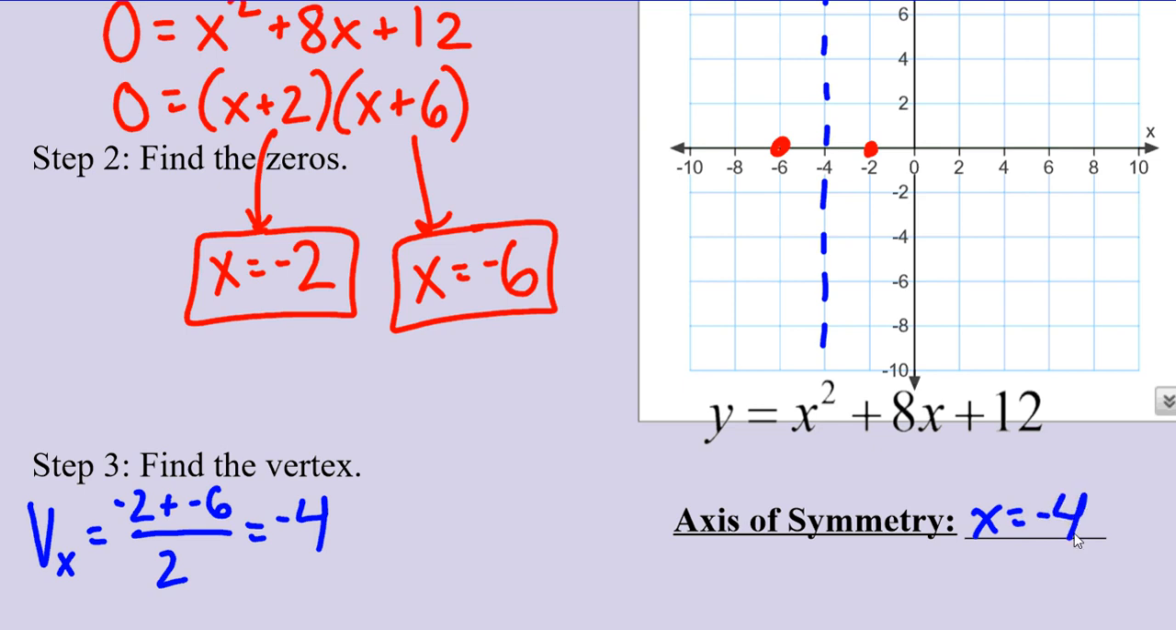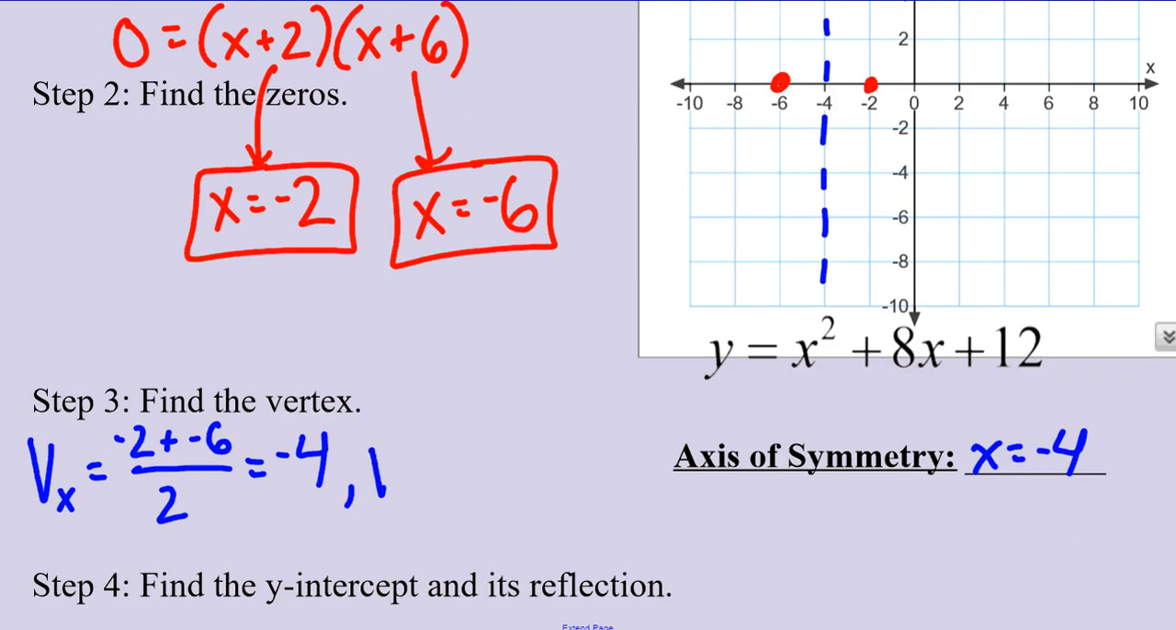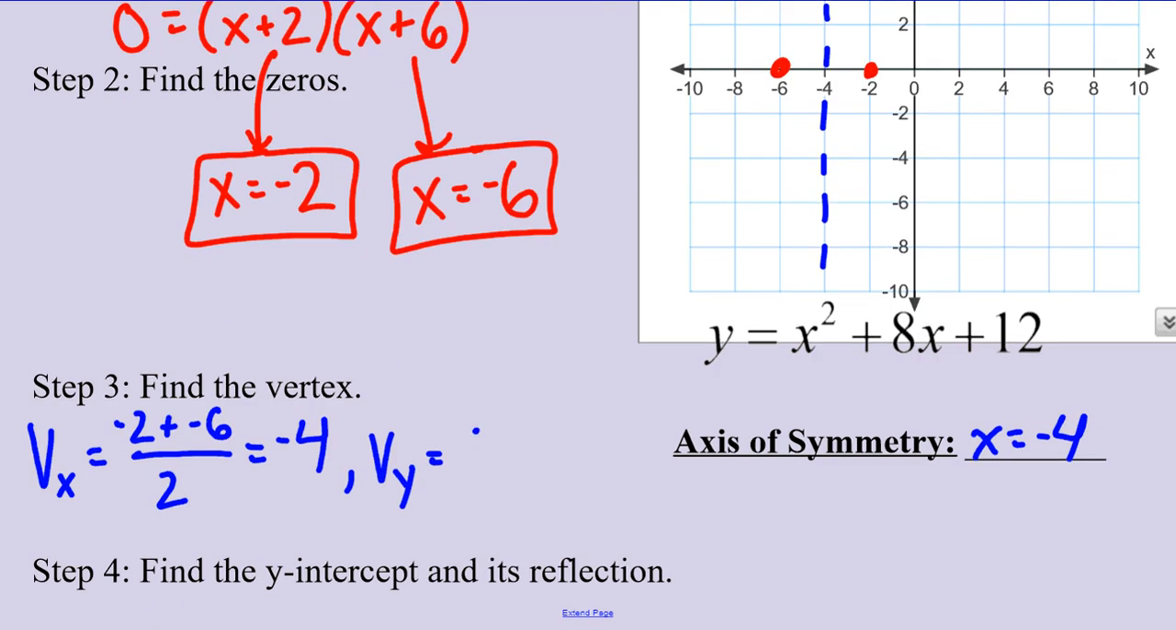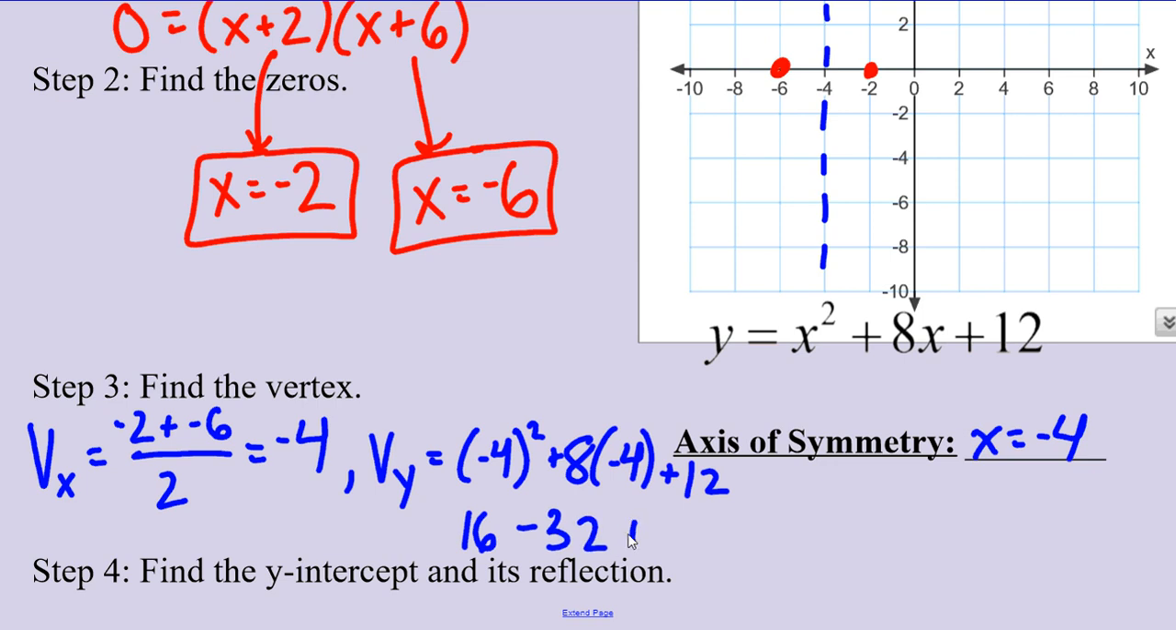If you know the vertex's x-coordinate, how do you get the y-coordinate? You put negative 4 in for your x value. So you get negative 4 squared plus 8 times negative 4 plus 12. That'll be 16 minus 32 plus 12. That's going to be what? Negative 16 plus 12. It looks to me like it's going to be negative 4 again.